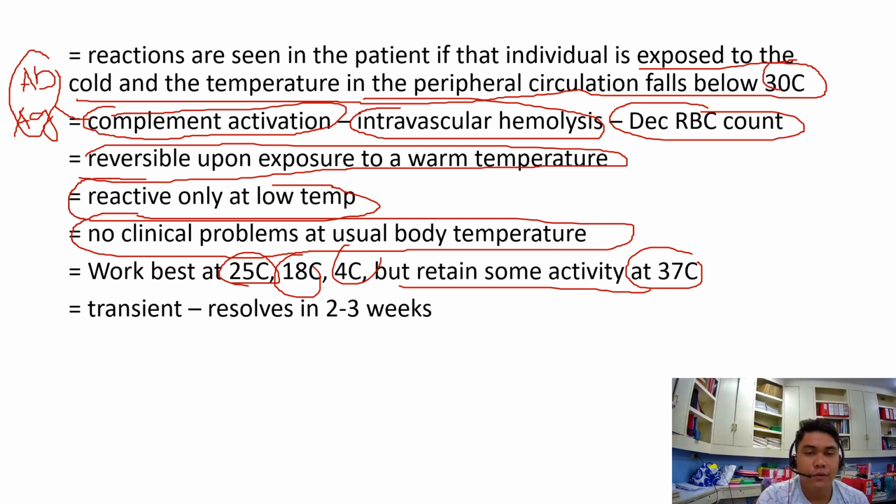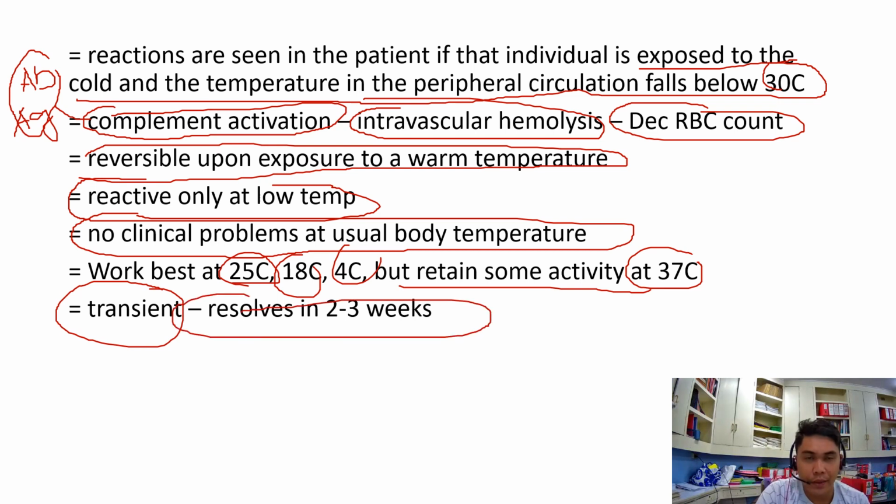Okay, so for IgM, it's easy to prevent or reverse the effects of cold agglutinin. But there are certain cold agglutinins that will react at 37, especially if the autoantibody is IgG. Example is paroxysmal cold hemoglobinuria, or PCH. Okay, so regarding cold agglutinin, it's usually transient and resolves within 2 to 3 weeks.